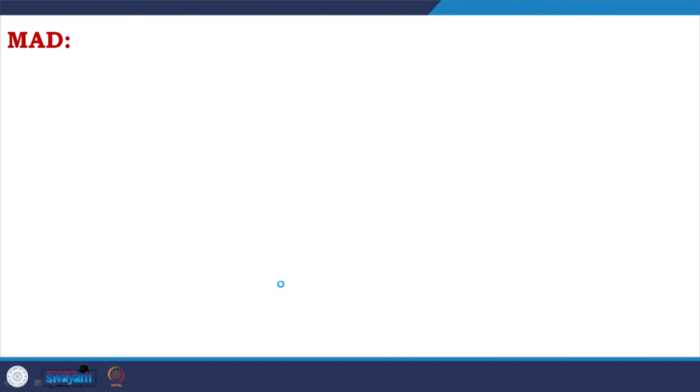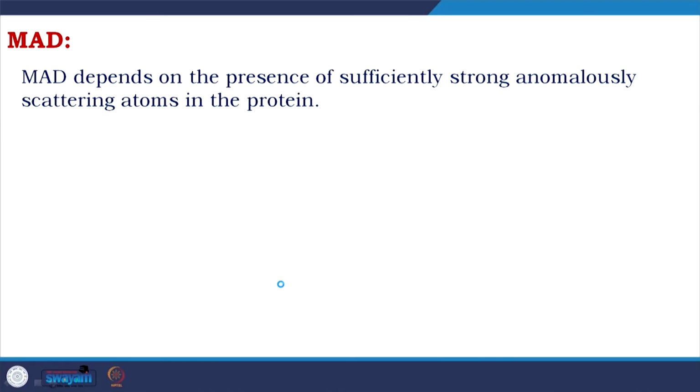So, getting phase is a comparison, any difference between an element with high electron content and the anomalous element, any differences they make, you are getting into your solution. MAD depends on the presence of sufficiently strong anomalously scattering atoms in the protein. Like I talked about zinc, if you have one zinc and your protein is huge, then the presence of the zinc atom with respect to the carbon, nitrogen, oxygen would be very low, and you do not get a good signal.